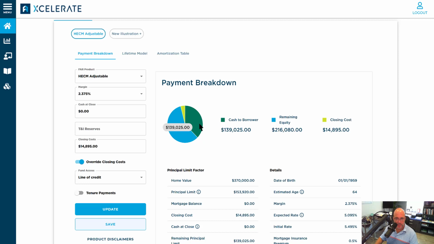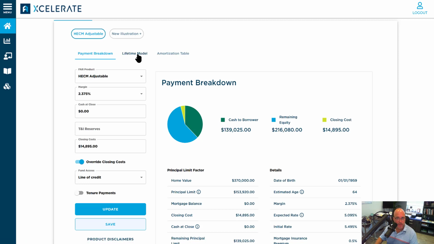This pie chart just shows what it would look like, the total value of 370. So you've got $139,000 in the form of a growing line of credit. The blue is her remaining home equity, which is 216,000, and the 14.8 would be the new loan balance, which is the closing cost, which doesn't come out of pocket. It's just added in, and instead of being owned free and clear, she'd owe 14,895 day one, in order to turn on this growing line of credit that grows by about $10,000 a year in availability tax free. So it starts at 139.